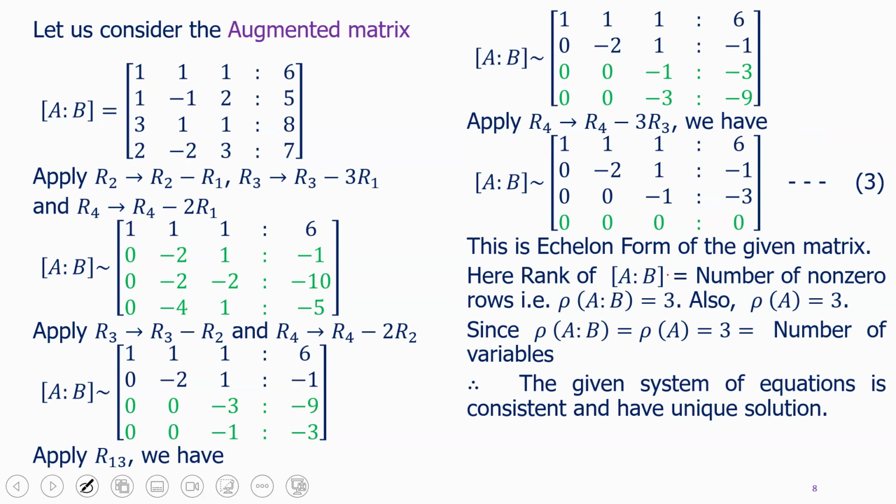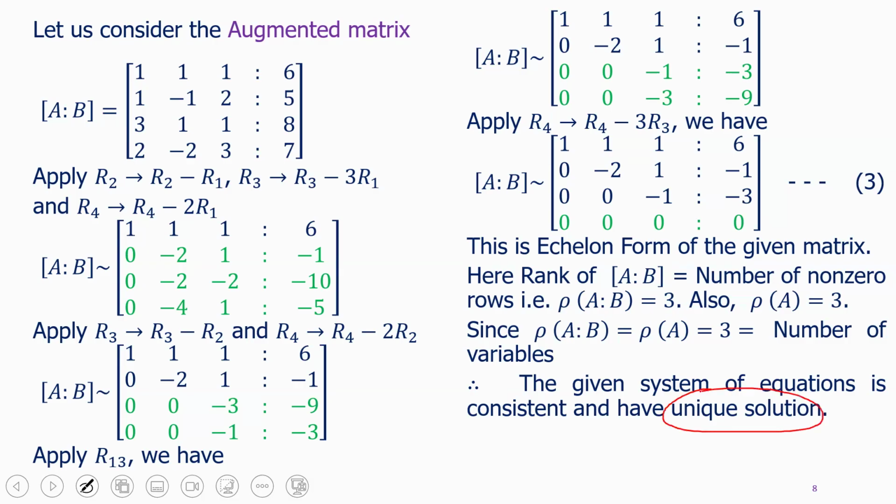So now, this is the answer to our first question. What was the question? Check whether the given system of equations is consistent or not. We have checked that the given system of equations is consistent, and since the rank of A is equal to the rank of the augmented matrix, which is equal to the number of variables, this system has a unique solution.